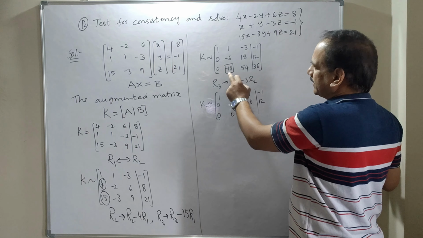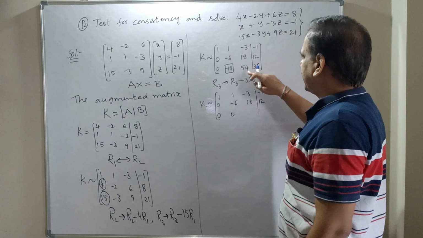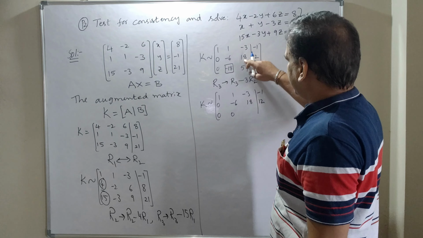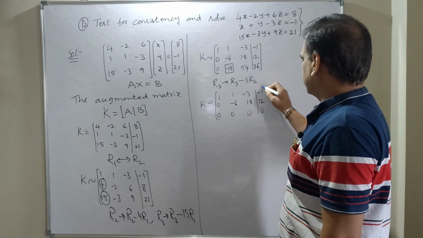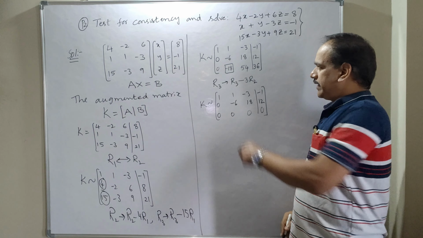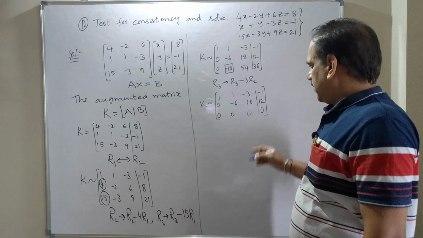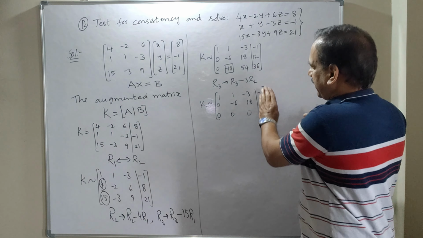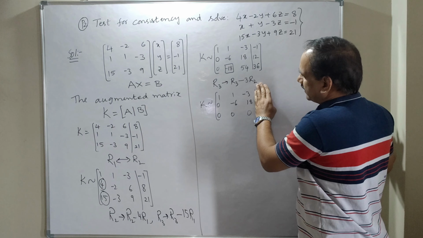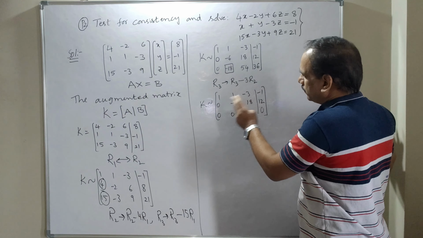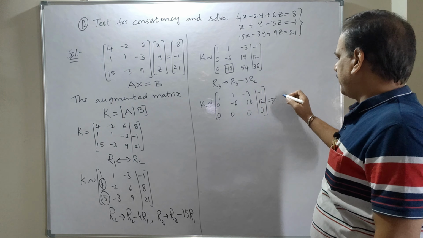So in the process of making this entry 0, if you observe, these two entries are also becoming 0 automatically. That means 54 minus 3 into 18, 54 minus 54, 0, 36 minus 36, 0. Right? We tried to make this entry only 0, but these two entries also became 0. Now if you hide this, the remaining is matrix A. In the matrix A, the rank is 2 because we have only 2 non-zero rows. The rank of A is 2 because it is already in the echelon form.